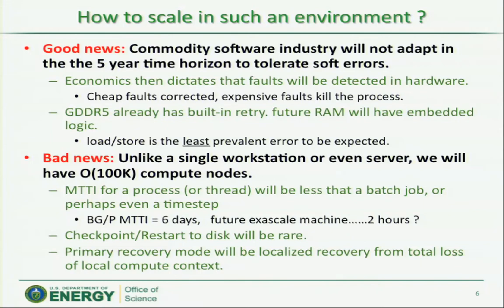We had to build a machine that has on the order of 100,000 of these put together. The mean time to interrupt for a typical batch job on Blue Gene right now is about 6 days. So if you have a batch job that runs significantly longer than 6 days on something like a Blue Gene P, you probably have to come back from your checkpoint. On the future Exascale machine, my estimates are you're going to get about 2 hours.